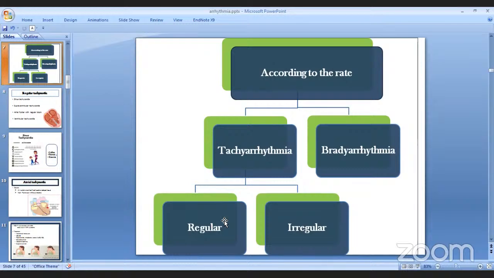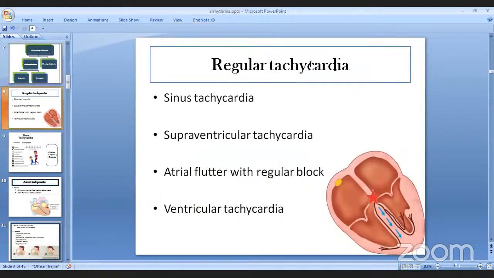Now let us start with the regular tachyarrhythmia, or let's say regular tachycardia. In what situations does it occur? The first one is sinus tachycardia. Another is supraventricular tachycardia. We should also focus on the nomenclature, because that gives us a lot of idea about what the disease is going to be about.